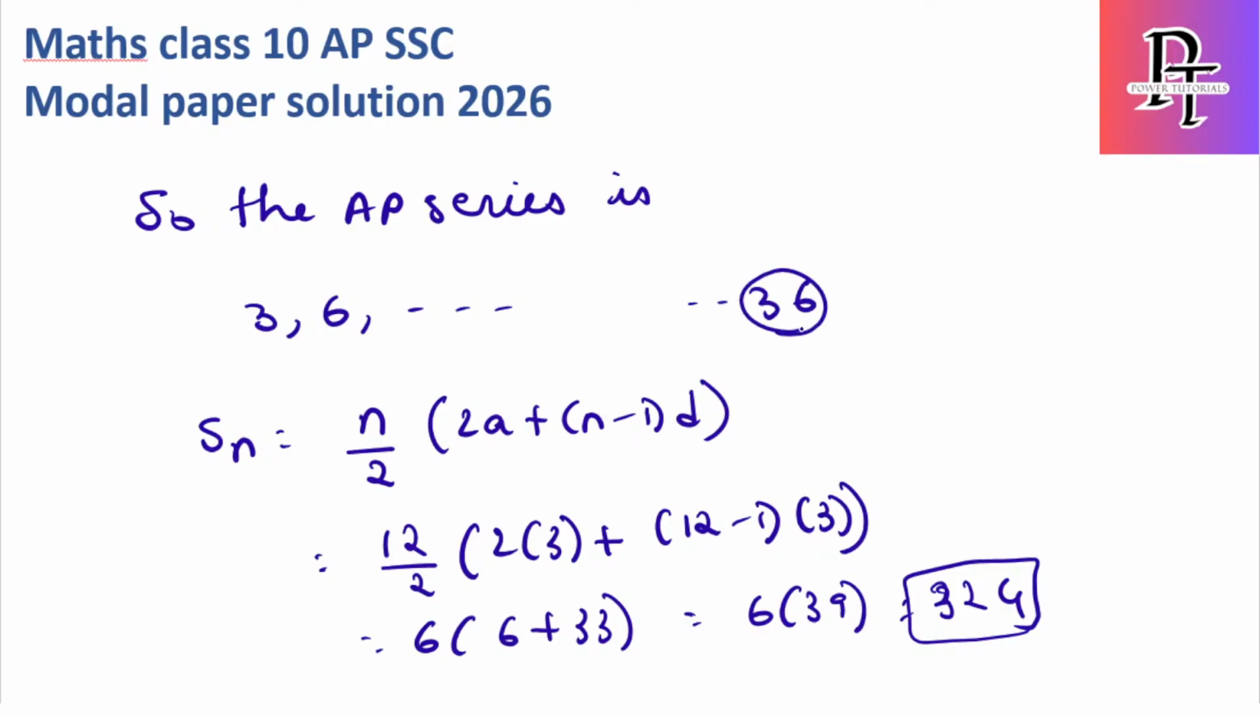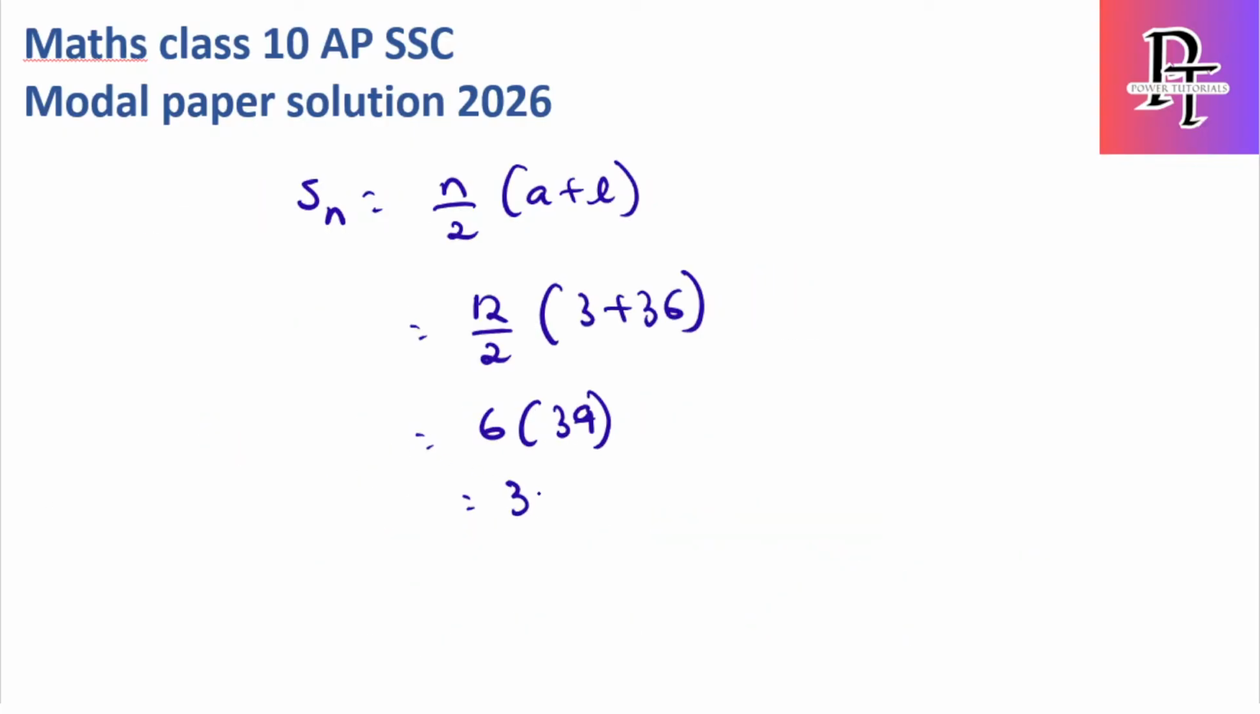How did we get the L value as 36? Because it is the last value, for class 12. Class 12 means 3 sections, so 12 into 3 gives 36. Same, we got both answers the same, which is 324 plants.